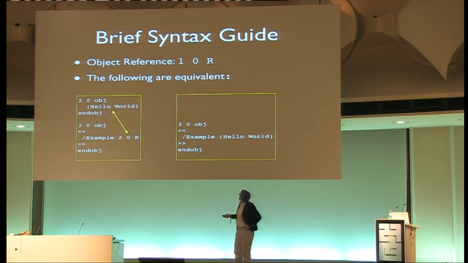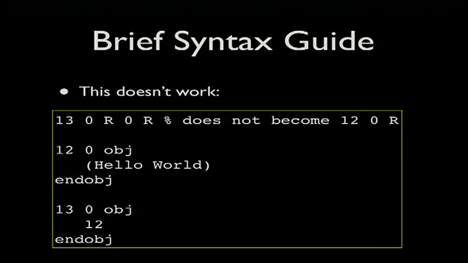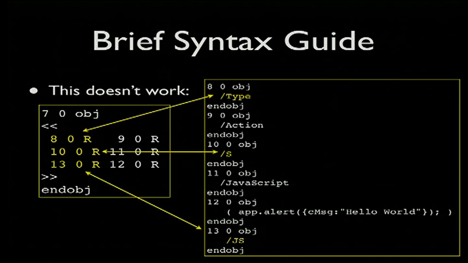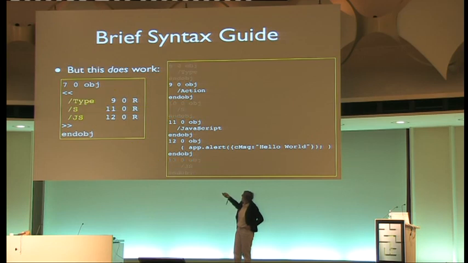So the thing is that it doesn't do it at parse time. If you define that object to be like 12, that doesn't actually substitute. Similarly, this doesn't work because these don't really exist at parse time. But if you do it this way, then it does.